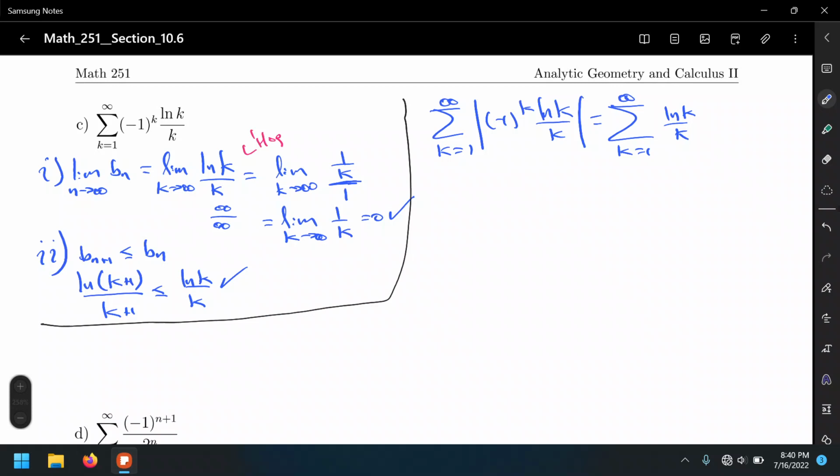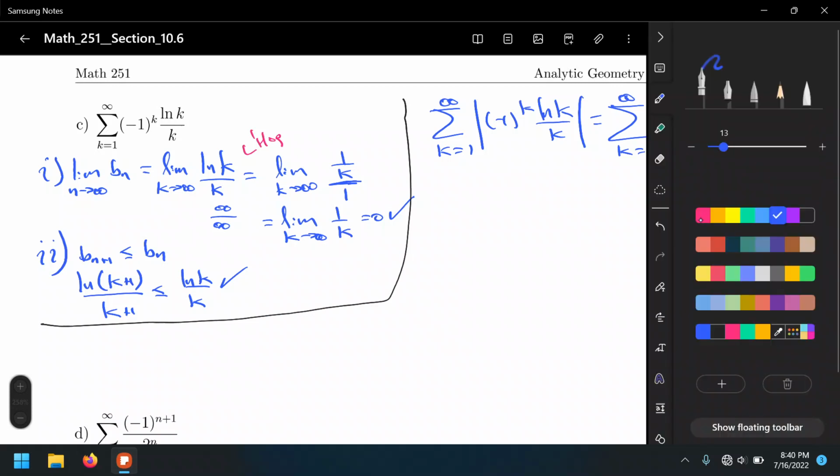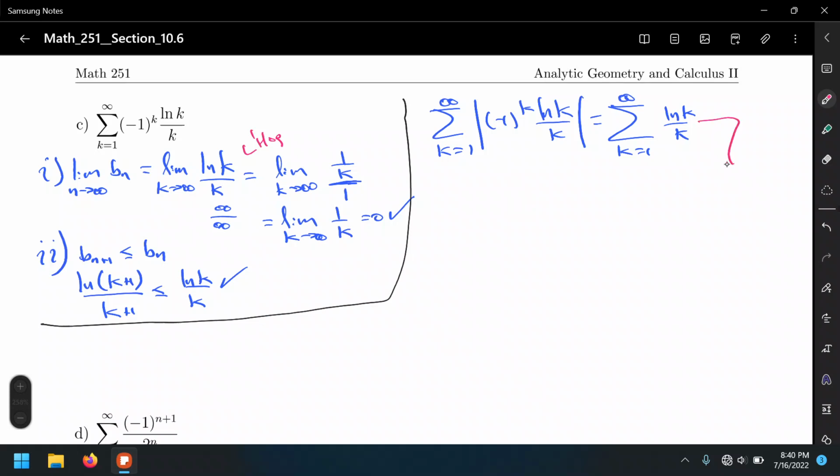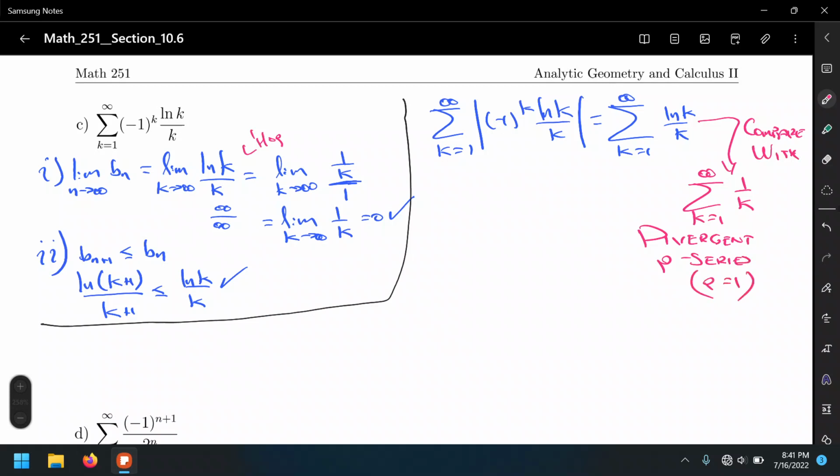So how about, instead of using the integral test, let's compare with sigma k equals 1 to infinity of 1 over k, for which we know this is a divergent p series with p equals 1. So it's a divergent p series.